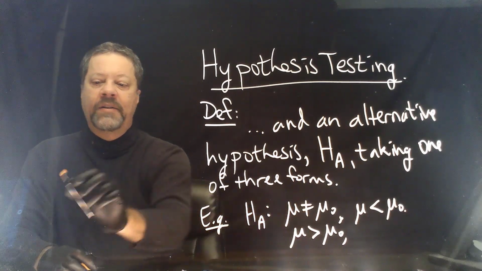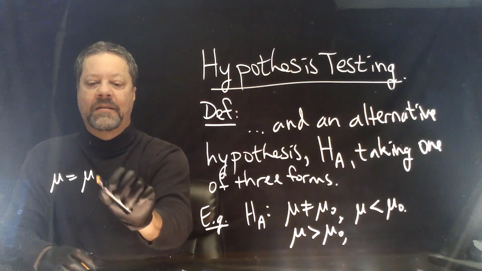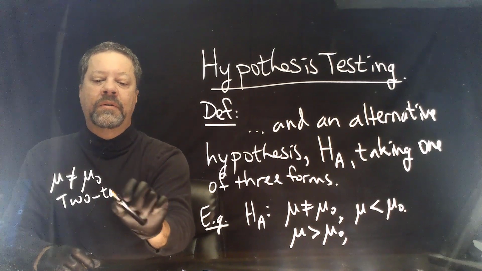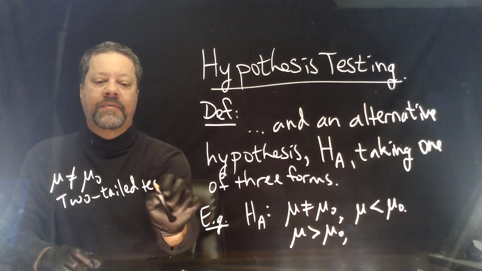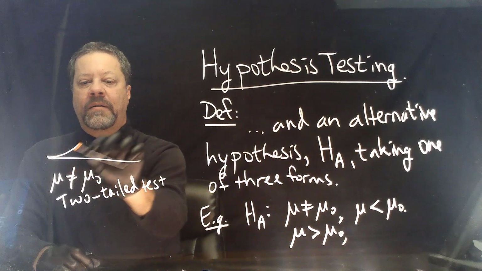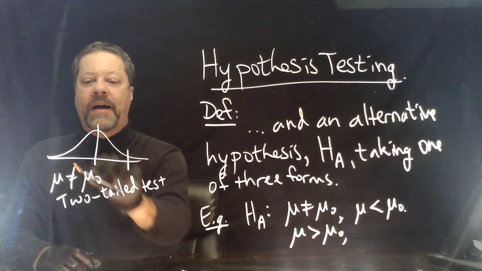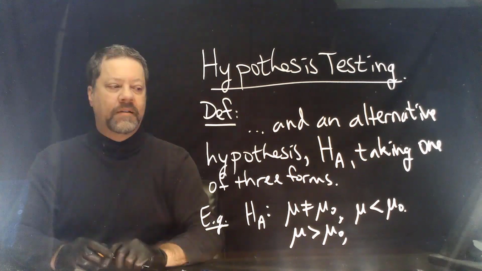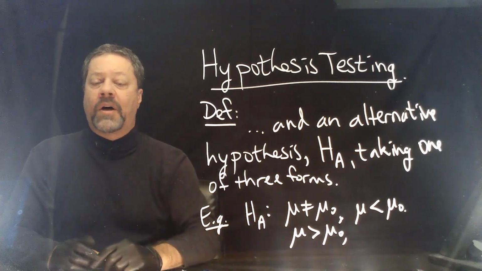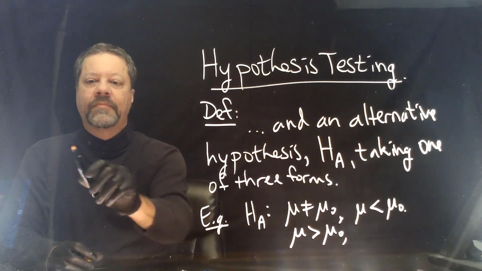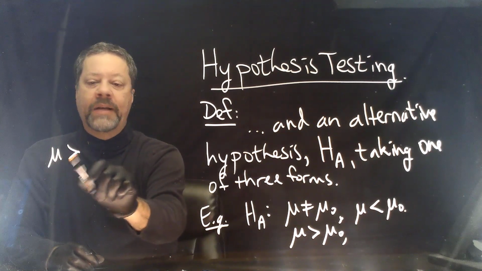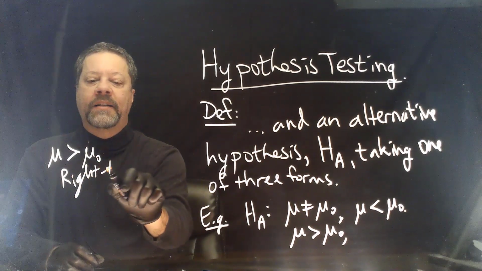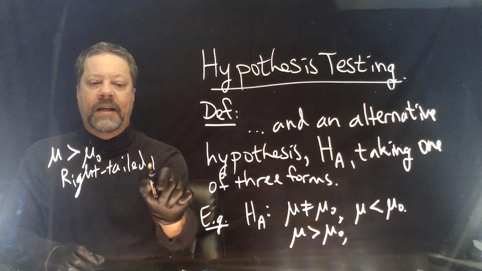When we say that mu is not mu0, this is a two-tailed test. We assume it's here, but if we end up either here or over here, we'll assume that it is not. The other two options are one-tailed tests. If mu is assumed to be greater than mu0, this is a right-tailed test.